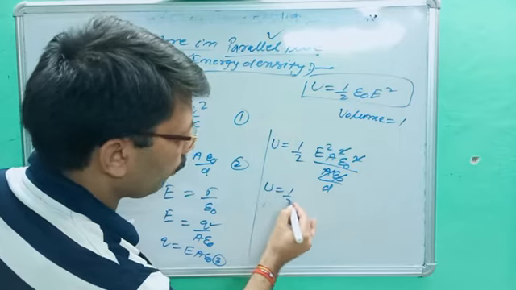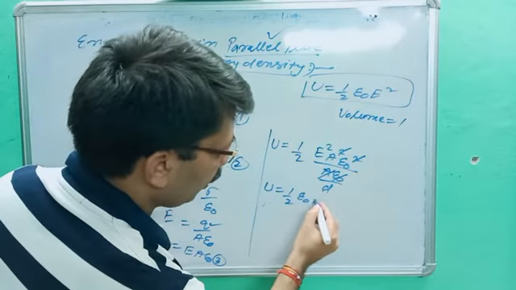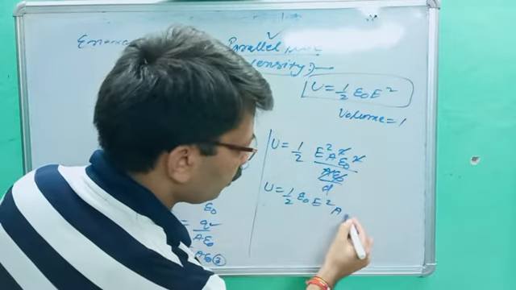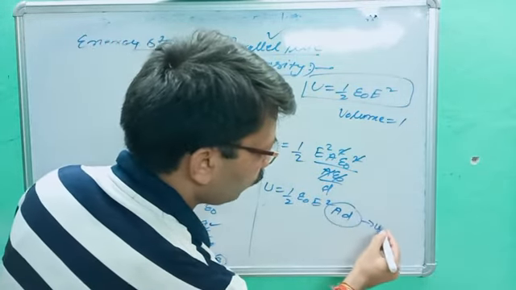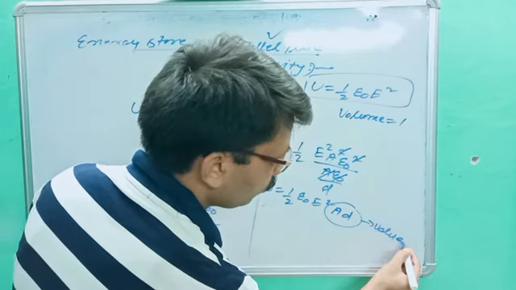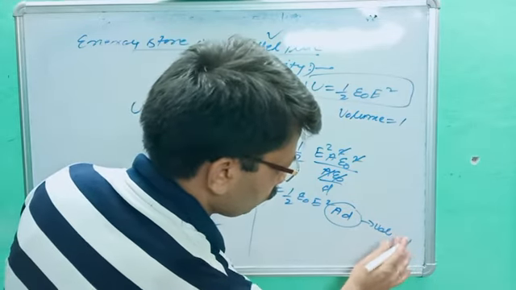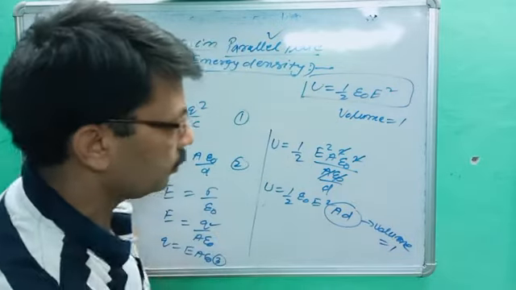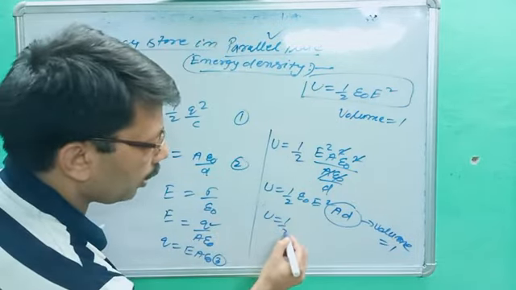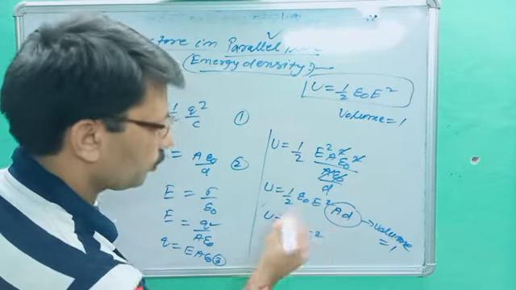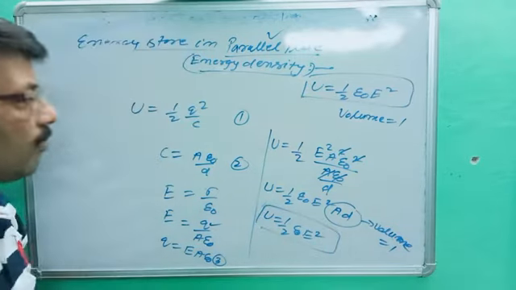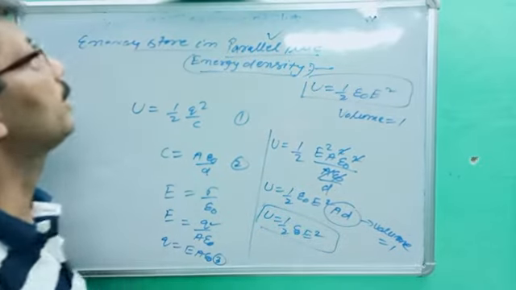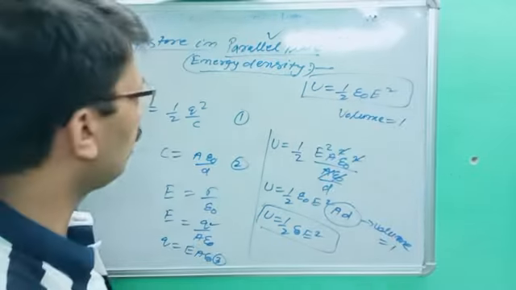U is equal to 1 upon 2, epsilon naught is there, E square, A is there, and D will go on that side. AD is the volume. So what do we get as the answer? U is equal to 1 upon 2 epsilon naught E square. This is the formula for energy stored in a parallel plate capacitor, especially for a parallel plate capacitor. Okay, so this is all about this one.